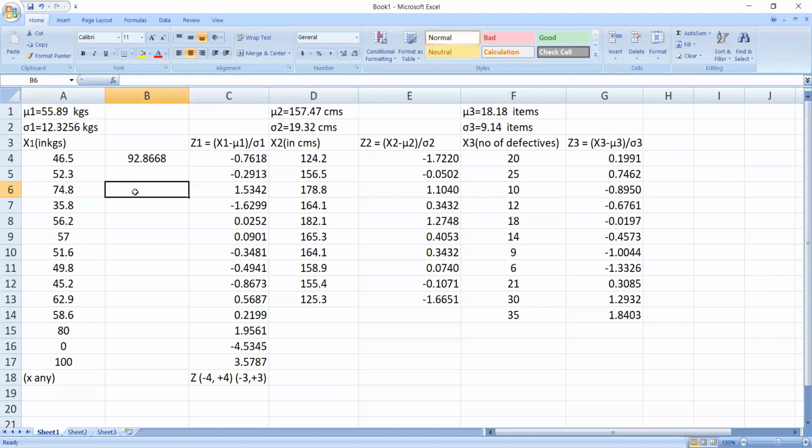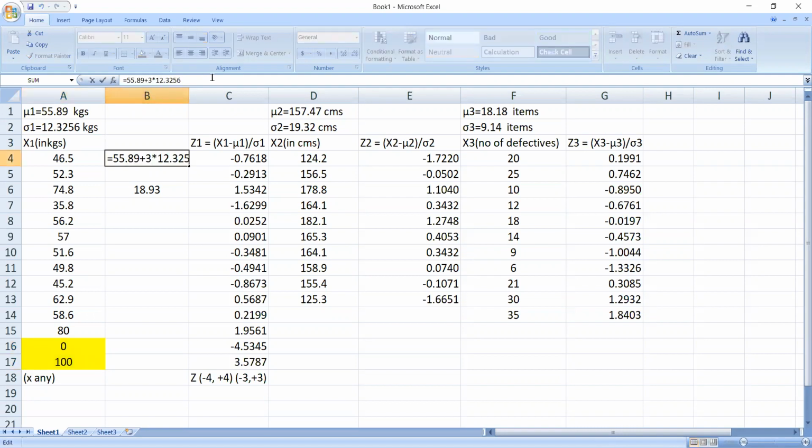Now compute mu minus 3 sigma. 55.89 minus 3 times the standard deviation, 12.32. It is telling 18.93. Now if you look into the values, 99% of the values will be within this 18.93 and 92. Now see in which cases, I said these are the extreme values, those are outside, but when you look into all the cases, almost 100% of the data is within your mu, 3 sigma. Now let me reduce the width of the band from 3 sigma to 2 sigma.